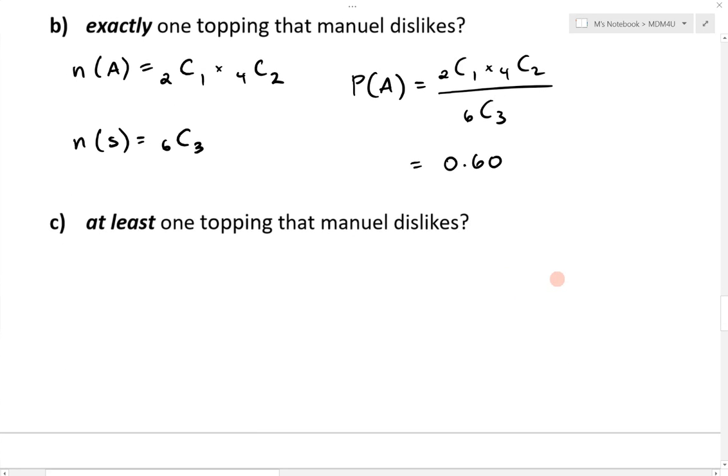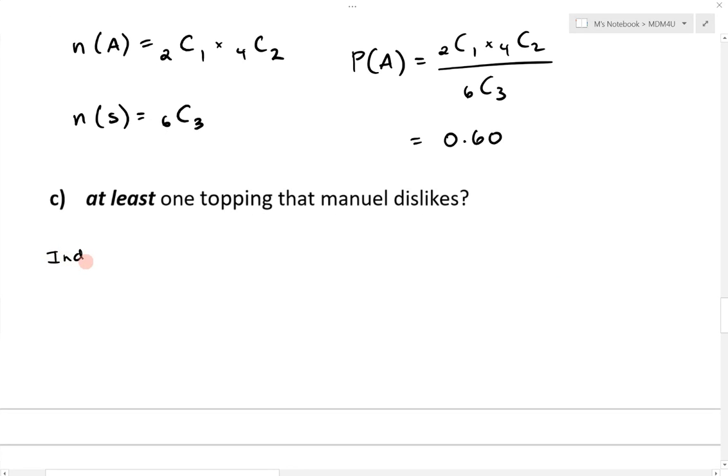Part C, what about at least one topping that Manuel dislikes? At least one. So that means you could have one topping that he dislikes, or you can have 2 toppings he dislikes. Okay, so you can solve this problem using the indirect method, or you can use a direct method. So let me just show you the indirect method first. So 1 minus the probability that none of the toppings are ones that he dislikes. And that's simply 1 minus 0.20, and that's 0.8. 80% chance that he has at least one topping he doesn't like.